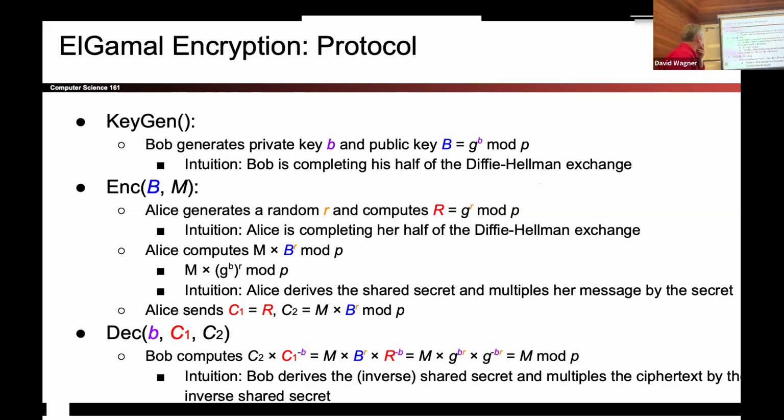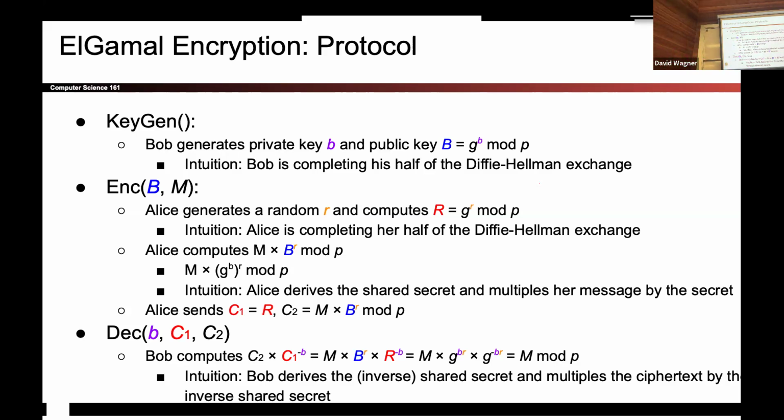But there's actually a little bit more going on here. The other thing that's going on is, if you look at this slide, there's no point in this slide where I say Bob sends to Alice something. But in the Diffie-Hellman key exchange, there is a point where Bob sends Alice g to the b mod P.